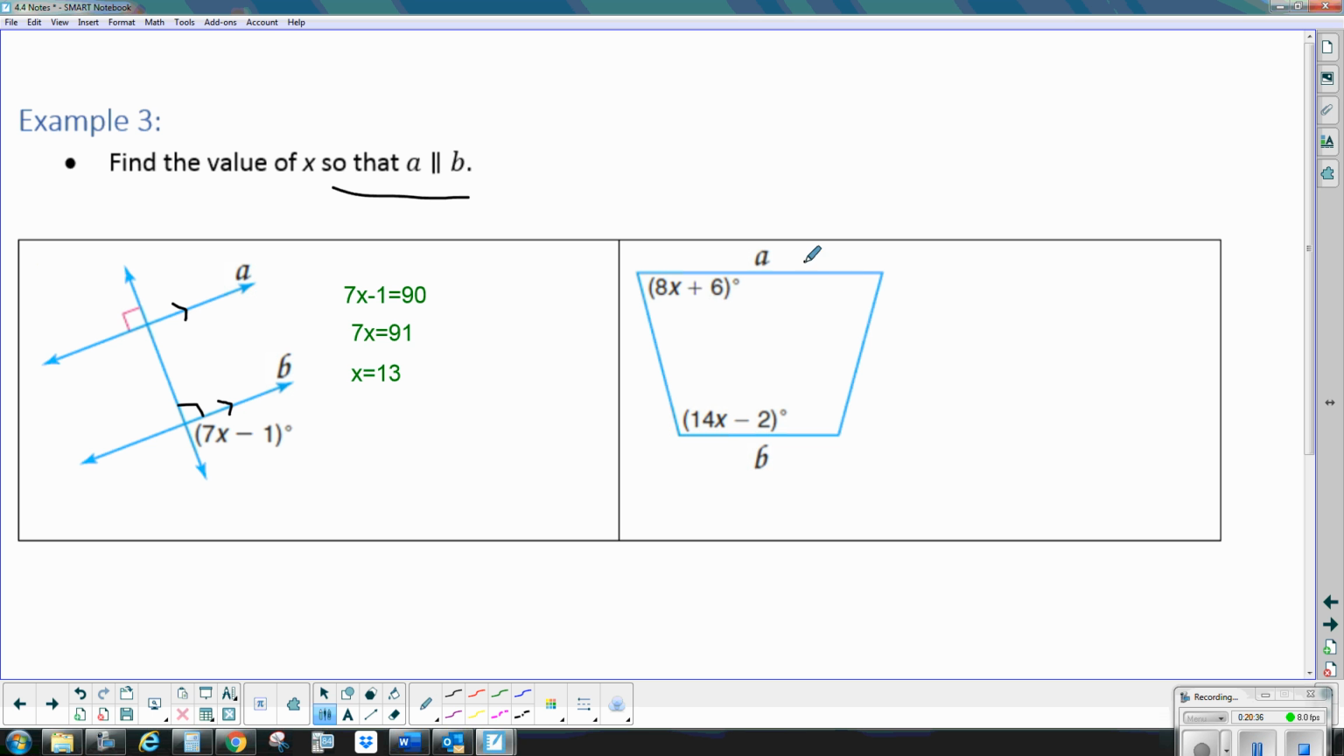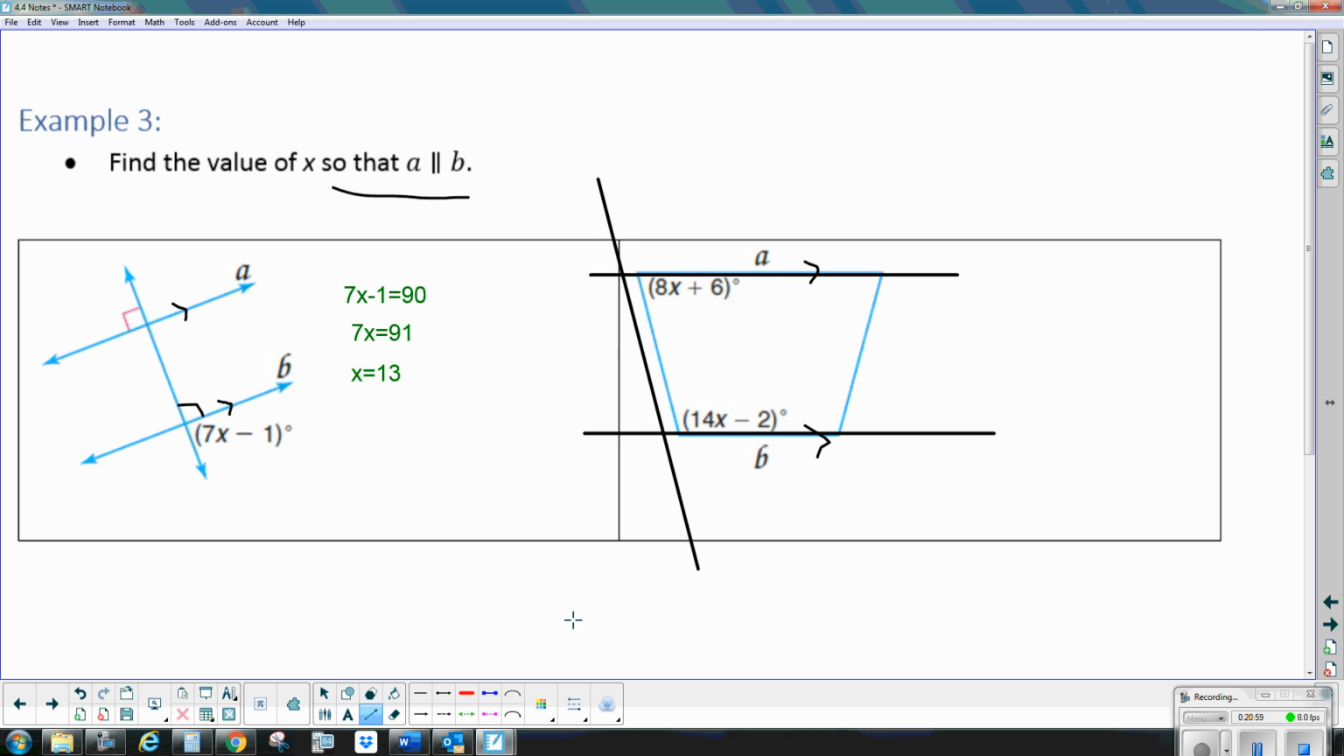Okay, so same with this next example. I'm just going to assume these are parallel because we're looking for the value X has to be in order for them to be parallel. And again, it's sometimes a little bit easier to extend your lines and extend your transversal. So I just extended my lines A and B, and now I'm extending my transversal, just so that I can more easily see the relationships, because I like to look in between the set of lines.